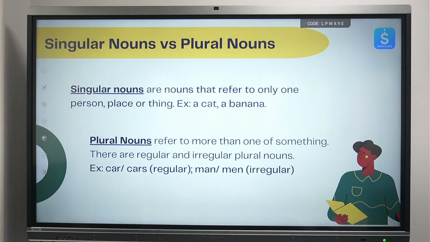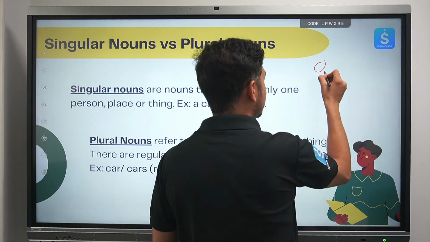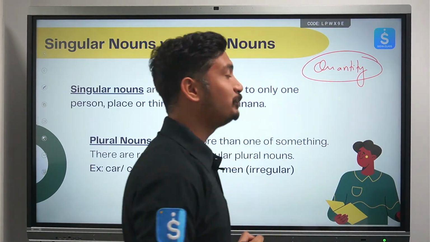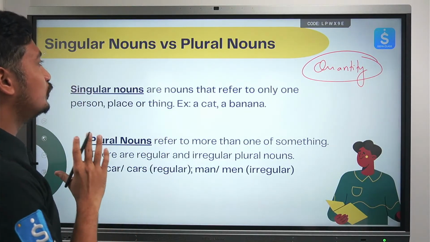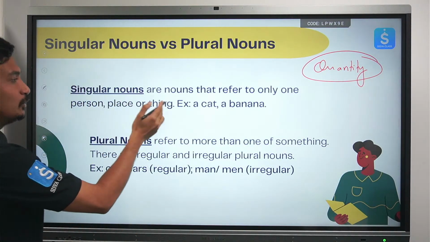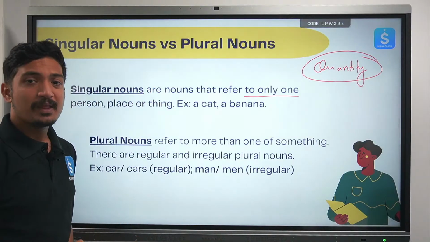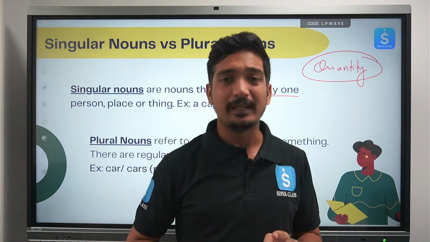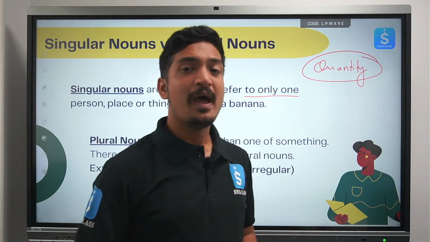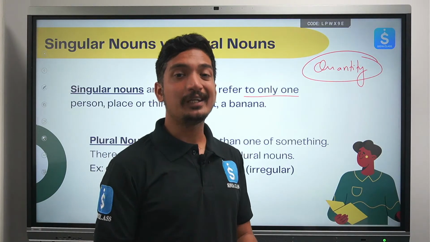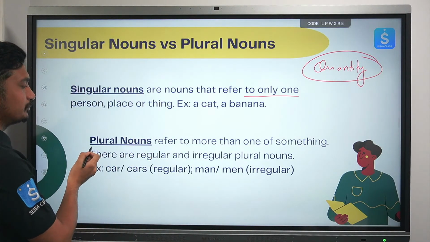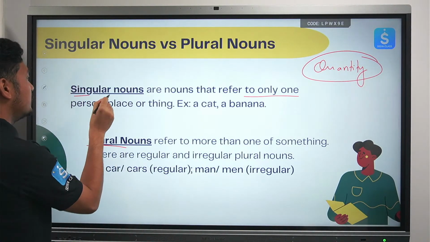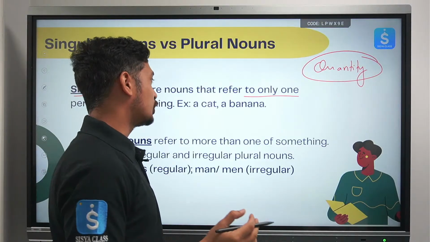Then we have singular nouns and plural nouns. Here the categorization is based on quantity. So based on quantity, we have two types of nouns. Singular nouns are those nouns which are only one. This can be one place, one person, one animal, one thing, anything which is one in count. When we have anything which is more than one in count, then we use plural nouns. Plural refers to many or more than one, and singular is only for one.